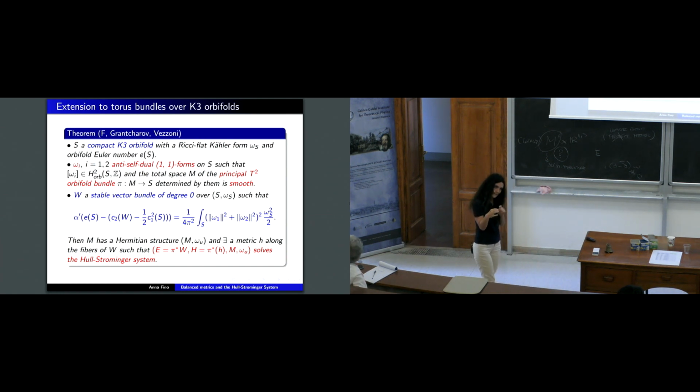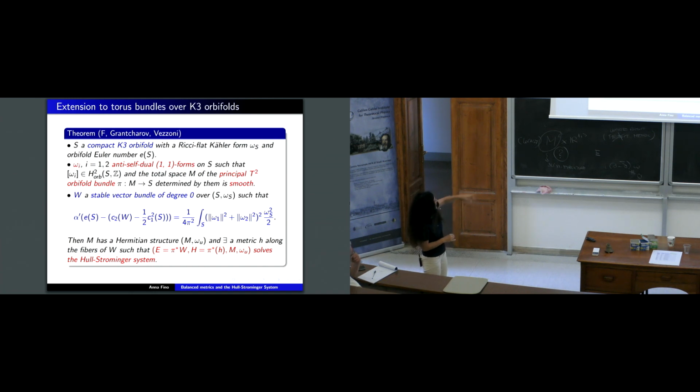And then let's see which new examples we found. So we did a similar thing. We start with a compact K3 orbifold. So again, holomorphically, the canonical bundle is holomorphically trivial, Kähler Ricci-flat. And we show e(S) is just the orbifold Euler number. We take a pair of anti-self-dual (1,1) forms, such that again, here we have the orbifold cohomology, integer coefficients. The Chern-Weil theory extends in this case. This is not a problem.